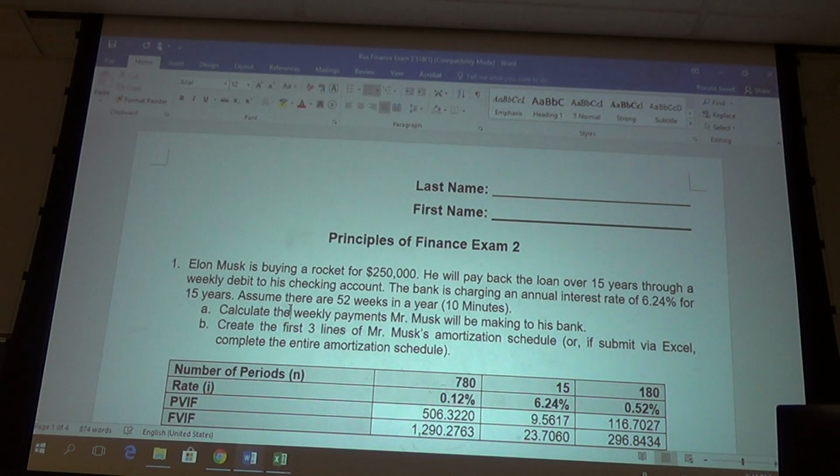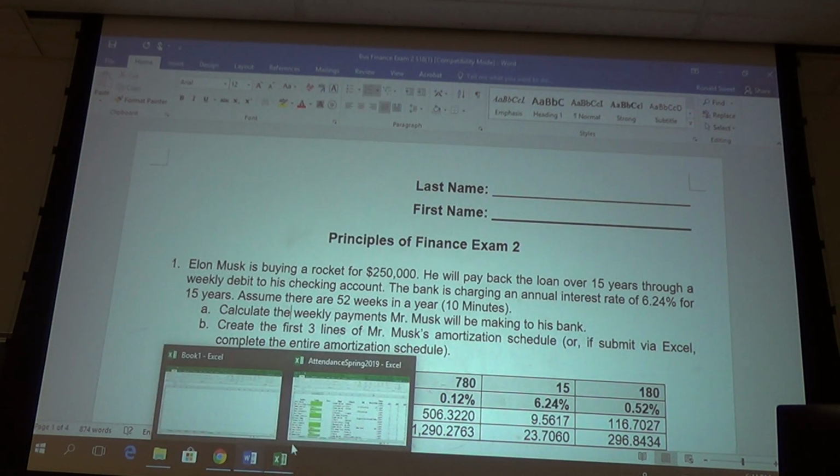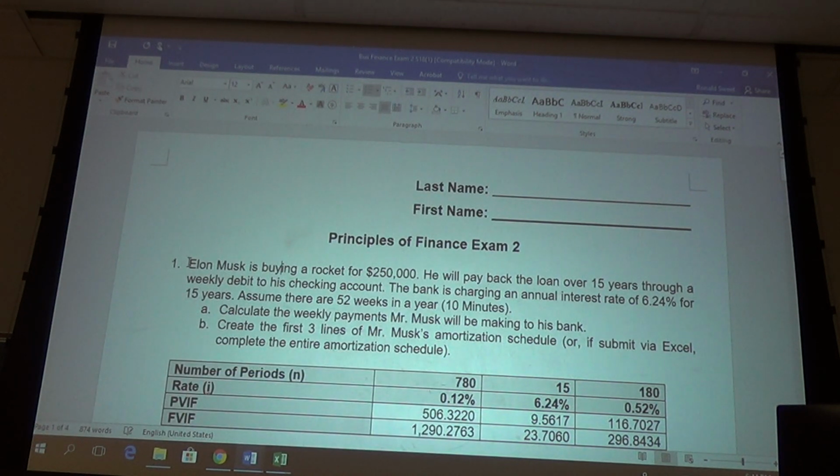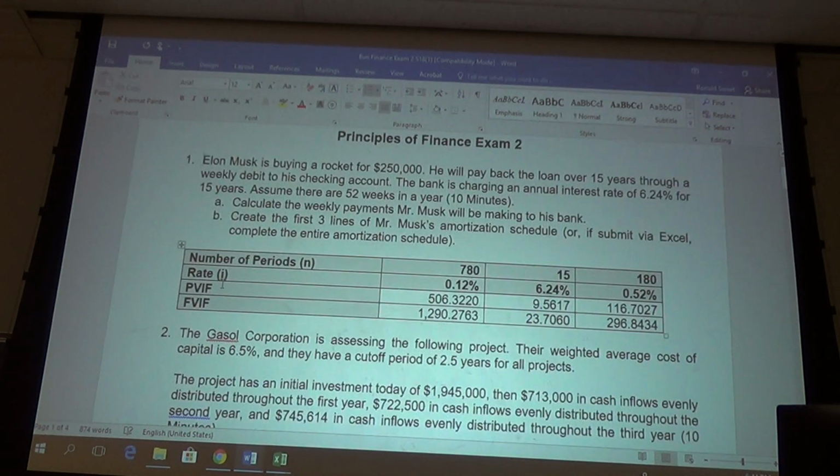No. Okay, so I'm going to work these in Excel because that's how you're all going to do them. I haven't heard anyone say they're going to do it by paper. So we'll just take each one. So we'll start with this very first one.